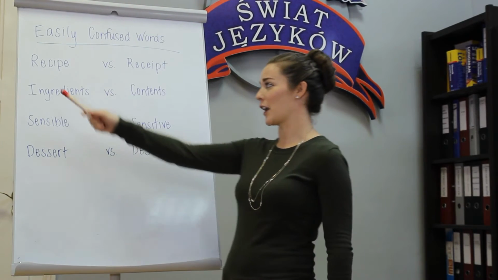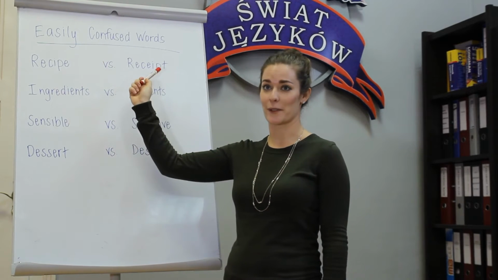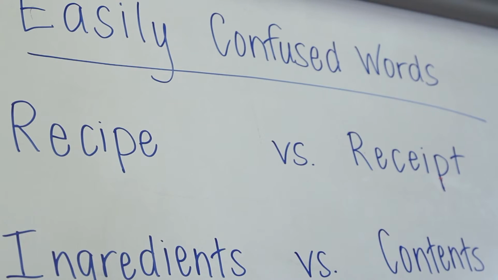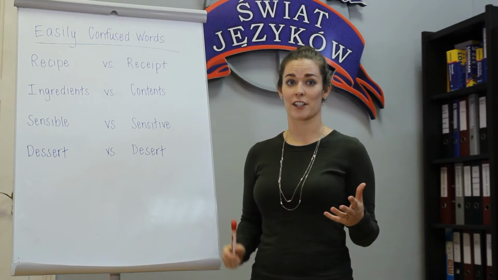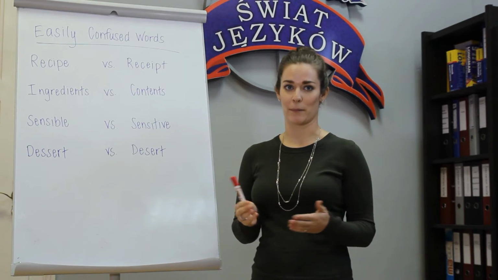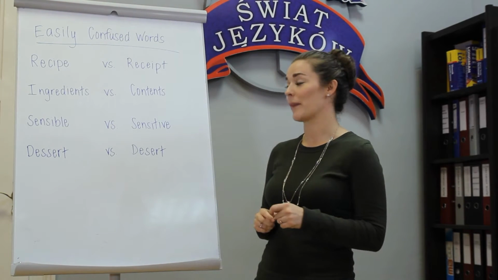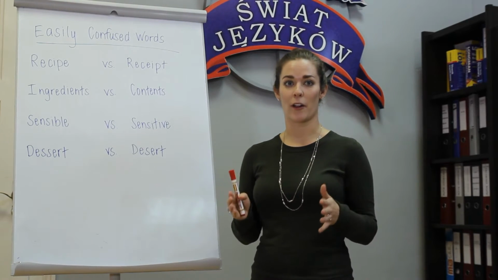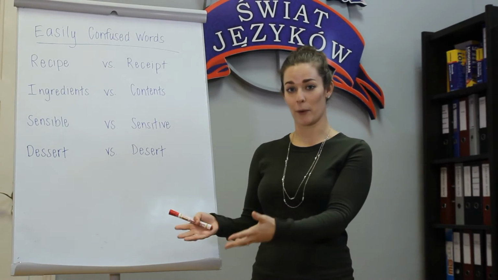The first ones I want to talk about are recipe versus receipt. Recipe, we are talking about a set of instructions to help us make or prepare something, usually our food. So I might say, my recipe tells me to chop all of my vegetables and put them into the bowl.